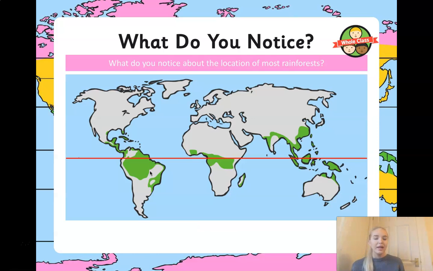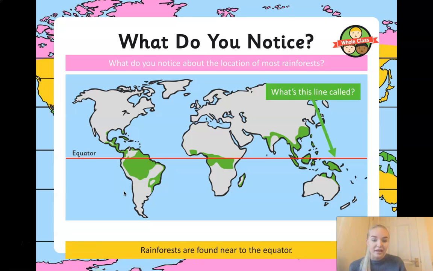So let's have a quick recap about the location of most rainforests then. So what do you notice from this picture? Pause the video and have a think, please. Okay, so you may have noticed that there are some areas that are green here, which signal that they are tropical rainforests. You might have also noticed this red line here, right in the middle of the world. What is this red line called? Do you remember? Fantastic, it's called the equator.